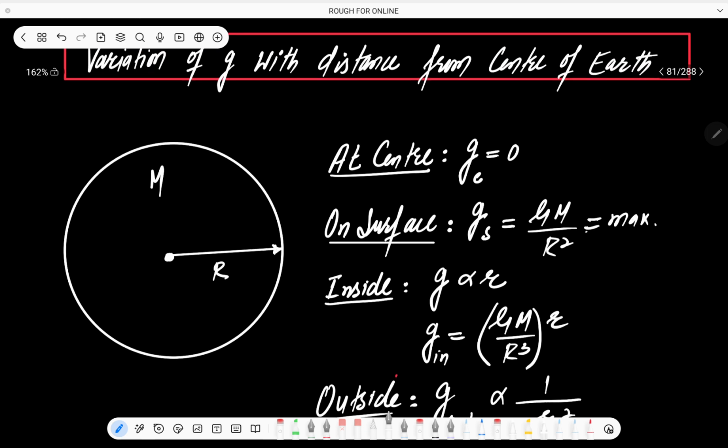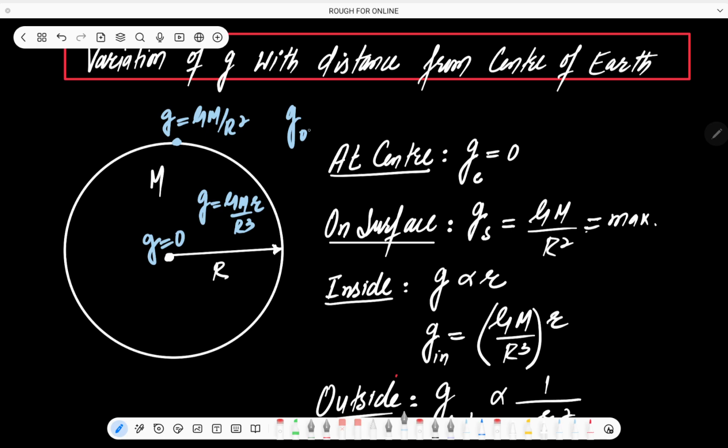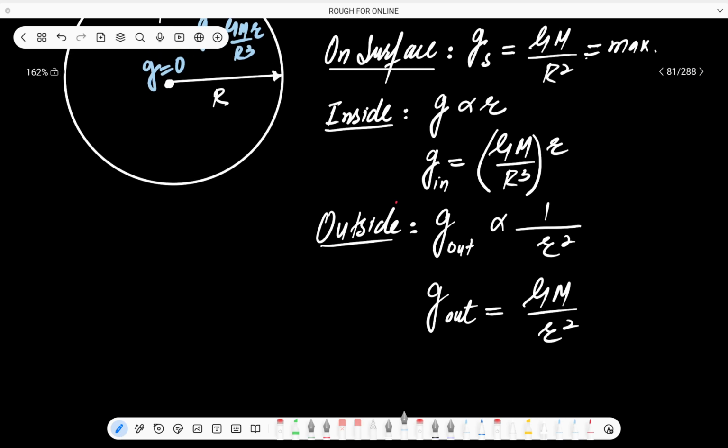So at the center of the earth, what is acceleration due to gravity? 0. On the surface of earth, it is GM by capital R². Inside, it is GM into small r divided by capital R³. And outside, it is equal to GM by small r². All right, we have not proved this equation here. We'll prove this equation using what we call Gauss's law in electrostatics. But I hope that without proof this is crystal clear to you.